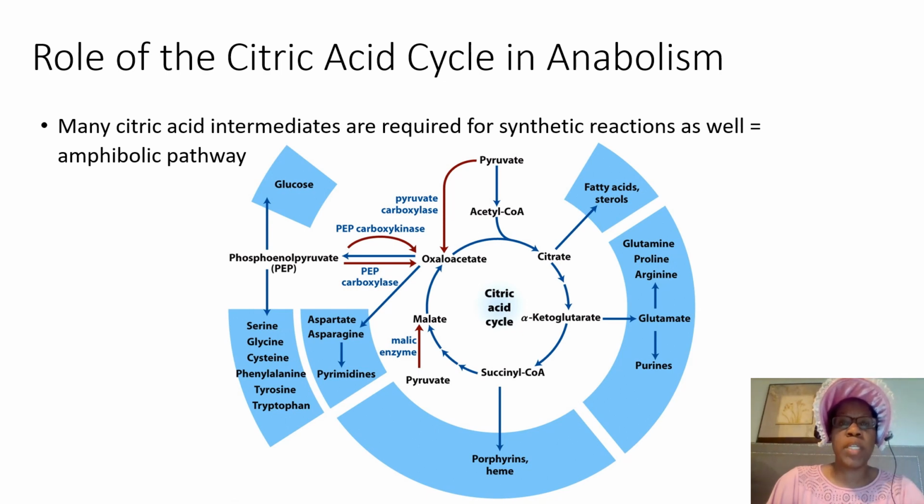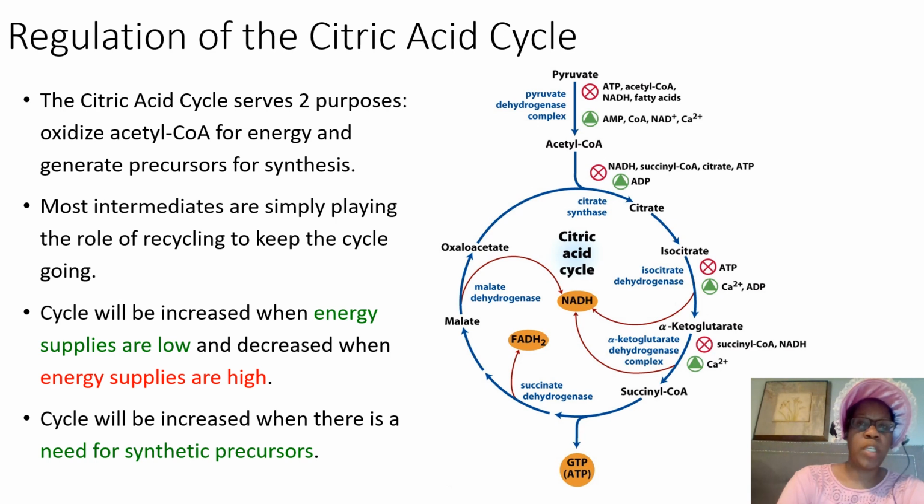So if we're in need of amino acids, we can actually break down glucose into things that go into the citric acid cycle and can be converted to the amino acids that make up our enzymes so our body can continue to function properly. Our third learning objective, which I'll go over briefly, is how do we regulate the citric acid cycle. So the citric acid cycle serves two purposes.